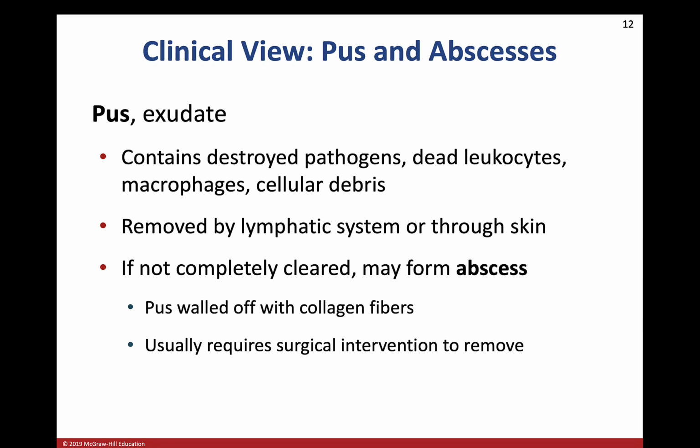Now, we kind of talked about exudate before, but now we actually have pus. And this, remember, contains destroyed pathogens, dead white blood cells, macrophages, and cellular debris. Typically, this should be removed completely by the lymphatic system or through the skin. Now, if that does not happen, there is the potential for an abscess or infection to take place. So now the pus is actually walled off by collagen fibers, and this generally may actually require surgical intervention to remove the abscess.